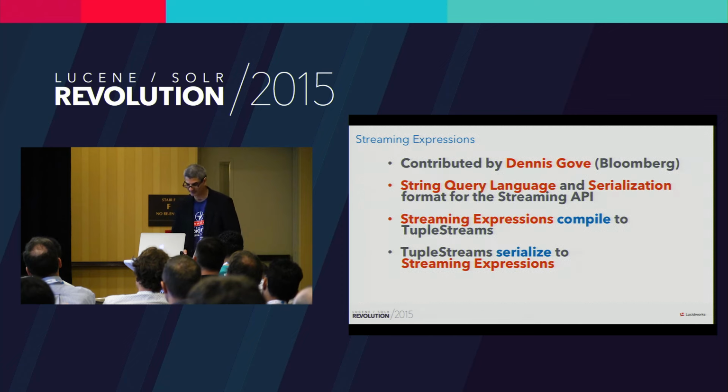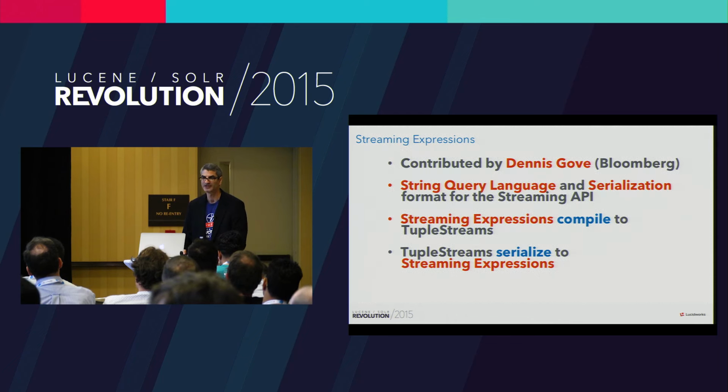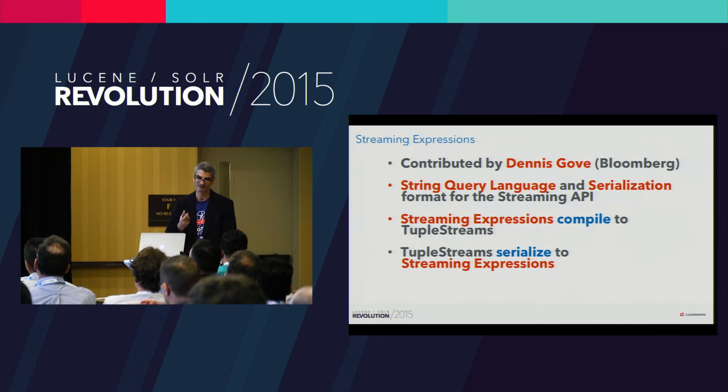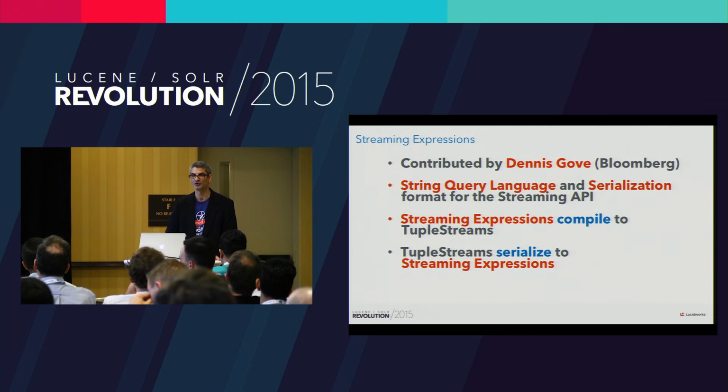Okay, so streaming expressions is one of the coolest parts of the system. It was contributed by Dennis Gove, and basically it solves a problem that the streaming API had. It had two problems. One, the streaming API is Java, so you had to be a Java programmer to use it. And two, in order to actually transport these tuple streams, these classes that have the instructions in them for what to do, to a worker node, it was using Java serialization.